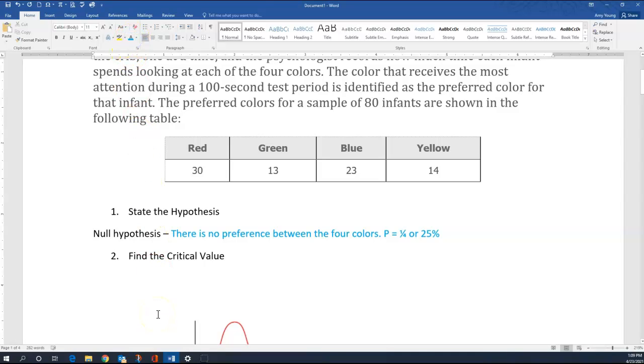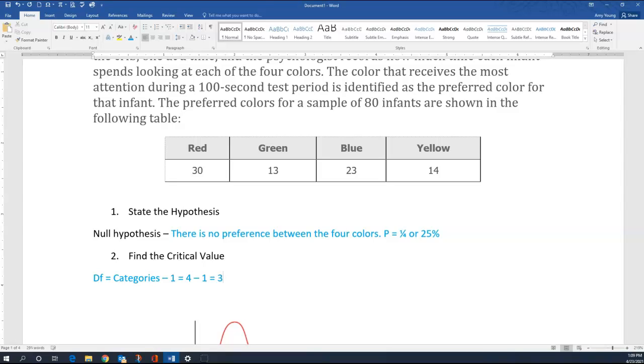In order to find our critical value, the first thing we need is our DF. And remember, our DF for this is going to be our number of categories minus 1. As you can see, I don't spell well, so we're going to fix that real quick. We have 4 categories, those are our 4 colors, red, green, blue, and yellow. We subtract 1 from that, and we get that our degrees of freedom is 3.